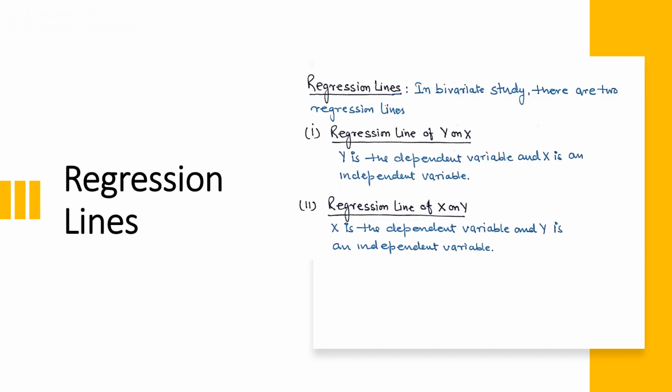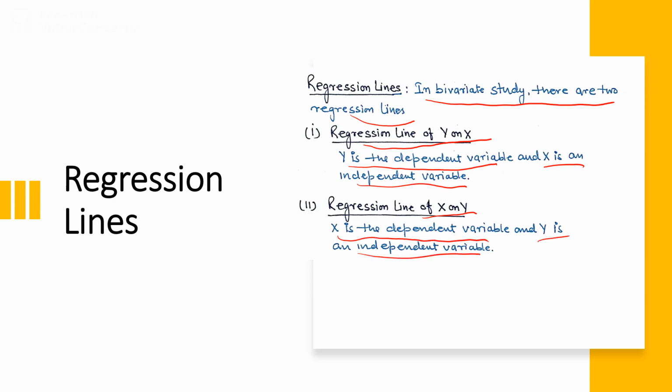Now the regression line. In a bivariate study, there are two types of regression lines. The first one, regression line of y on x, that is when y is the dependent variable and x is the independent variable. And the second one, regression line of x on y. In that case, x is the dependent variable and y is the independent variable.